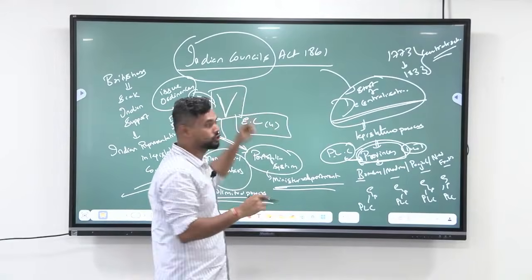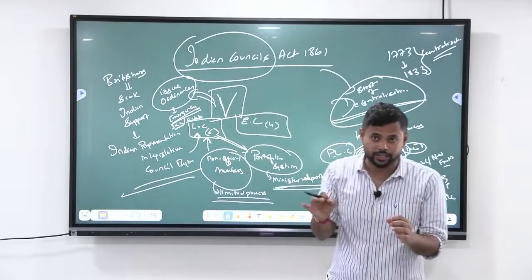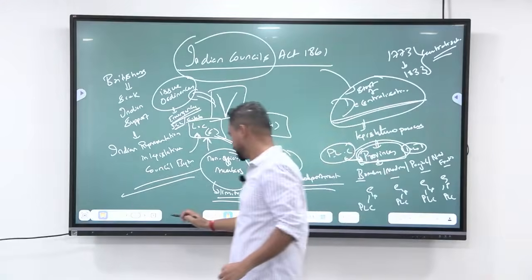That is why the Indian Councils Act of 1861 is very, very important. Now, let us understand the Indian Councils Act of 1892. That is nothing but making changes in this particular architecture. Let us understand that carefully.